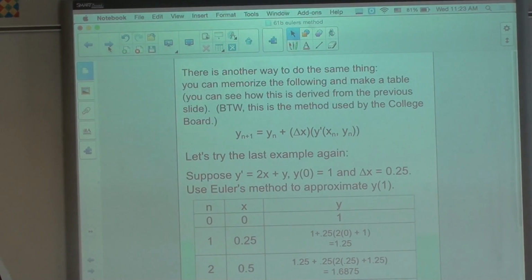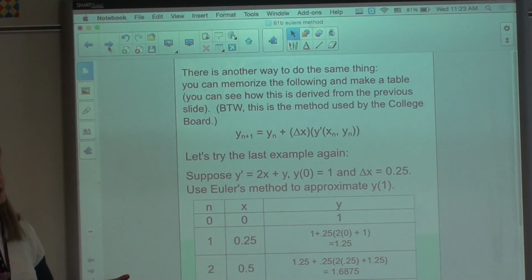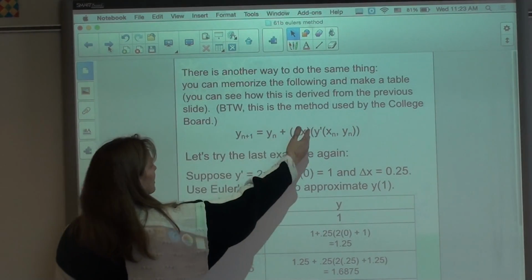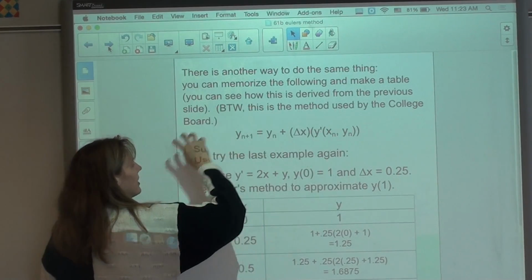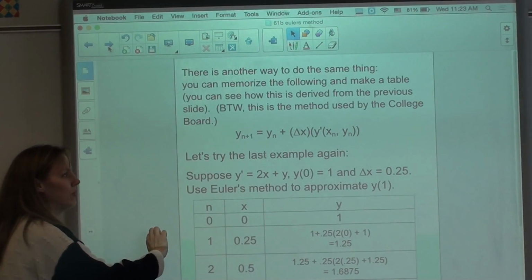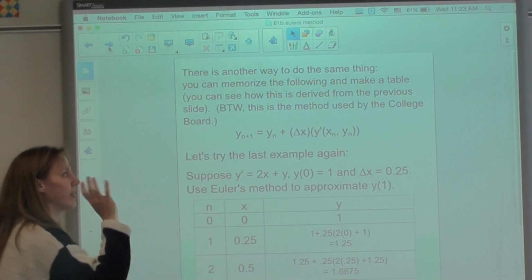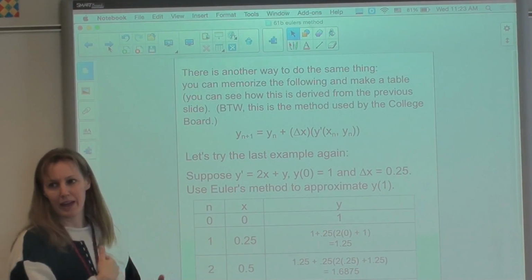So if you want to learn the formula, it's not terribly difficult. It's just y plus delta x times the differential equation evaluated at x, y. And then that gives you the next y value, and then you do the next x, y with that formula and plug it in again, right?